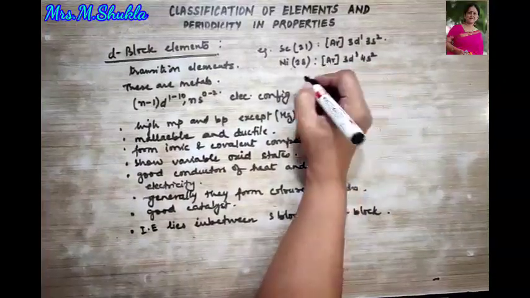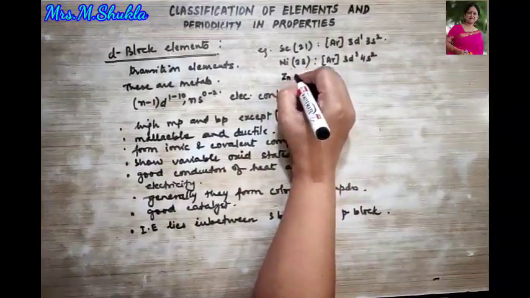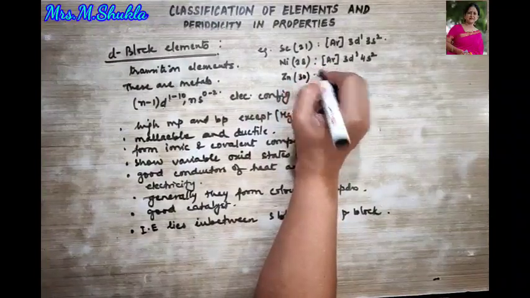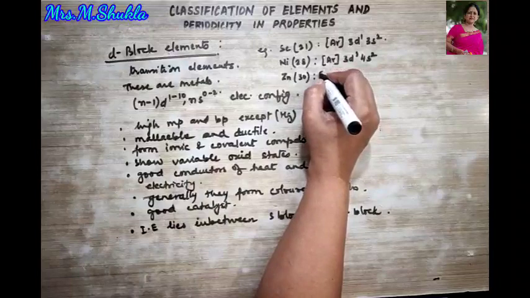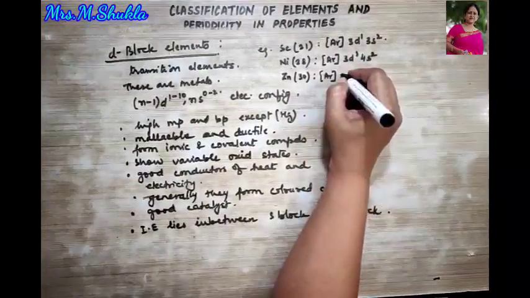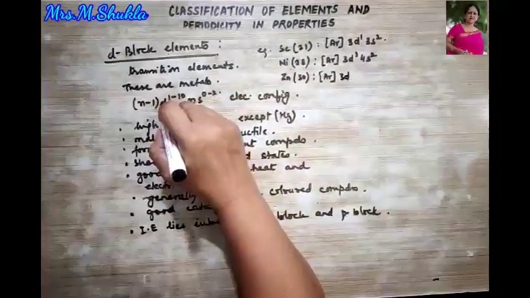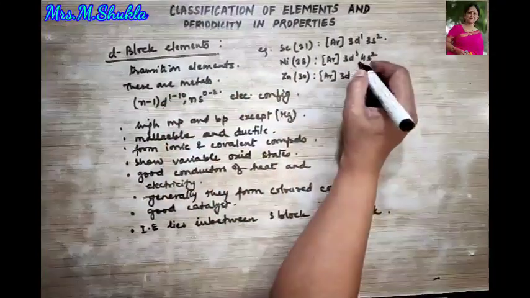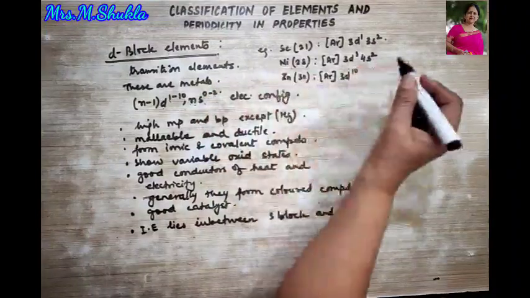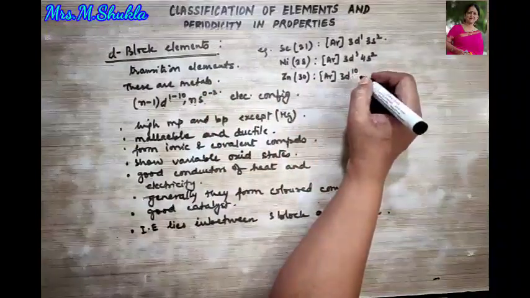Take one more example. Zinc is also one of its members and its atomic number is 30. Configure this also: 18 till argon finished. After that we have 3D, which ranges from 1 to 10. So 3D10. This NS ranges from 0 to 2.